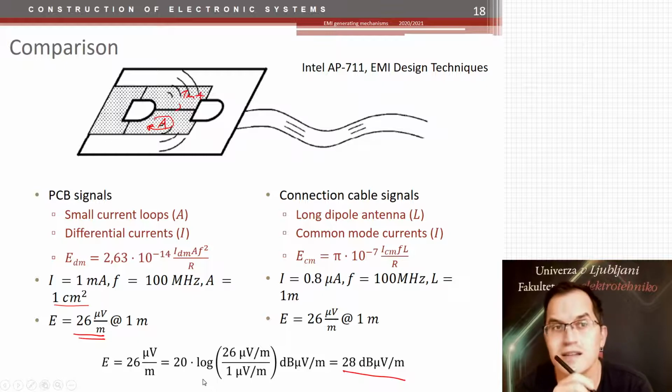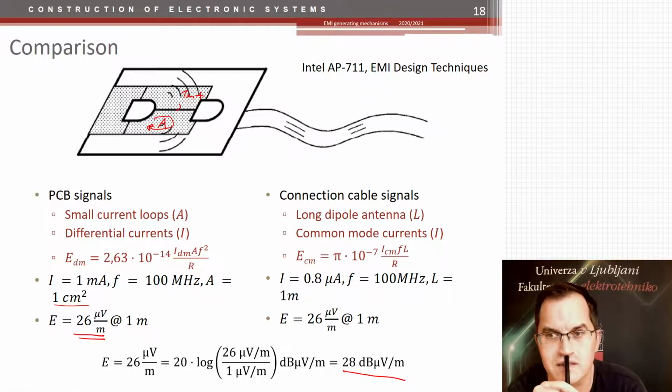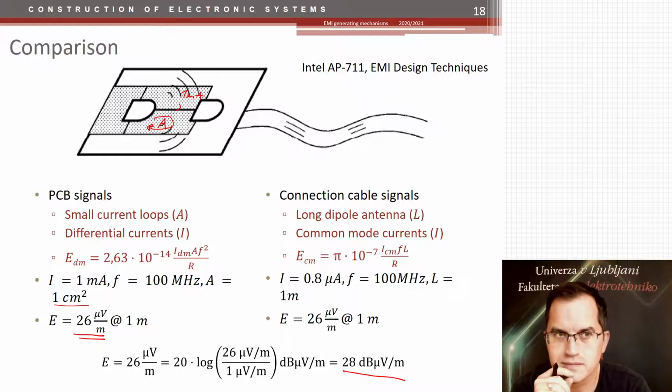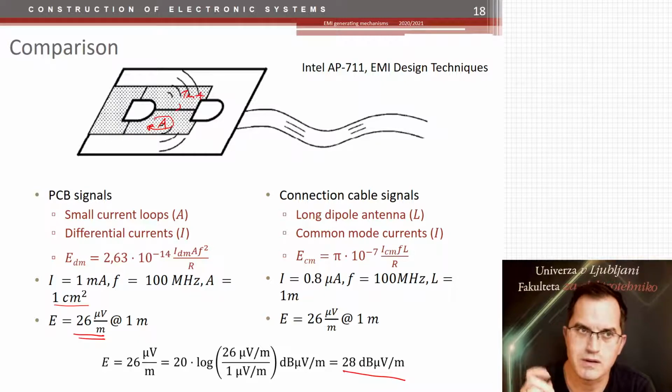How much is that, you wonder? Well, that's quite a lot, even though it seems very small. We will show you very quickly. So 1 milliamp, 1 square centimeter, 100 megahertz, 28 dB microvolts per meter. Now we're going to the cables.